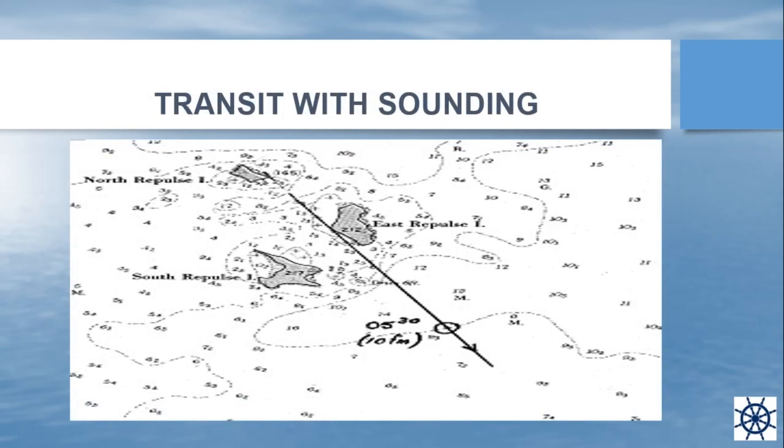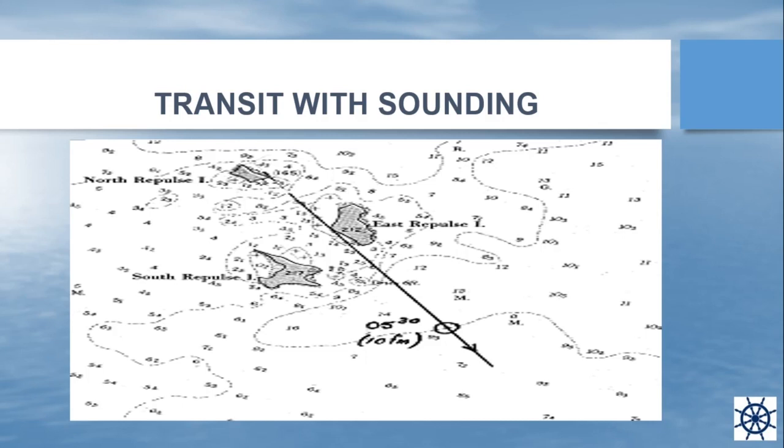In addition, transit with sounding. How does this transit with sounding work? Of course, it is the same. You are transiting from the area where two lines of position can be obtained in order to take your position.